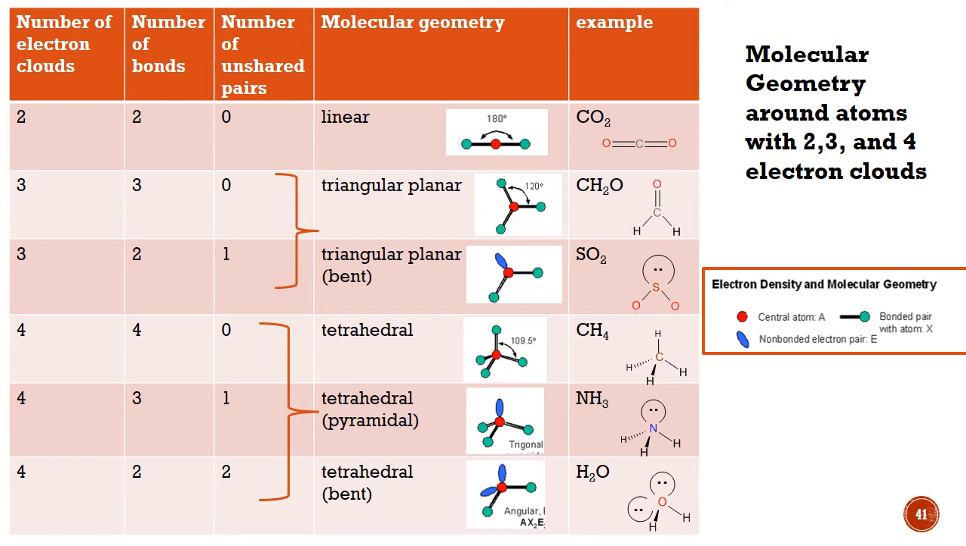Now, the third possibility is to have 4 electron clouds. If you have 4 electron clouds and all 4 are bonded, we call that tetrahedral. An example of that is CH4. If you have 4 electron clouds where 3 are bonded and only 1 is unshared, then we call that tetrahedral pyramidal, or pyramidal. And you can see NH3 is an example of that. And then finally, if you have 4 electron clouds where 2 are bonded and 2 are unshared, we call that tetrahedral bent. And that is what water is. So this is a nice chart that you can go back and reference.